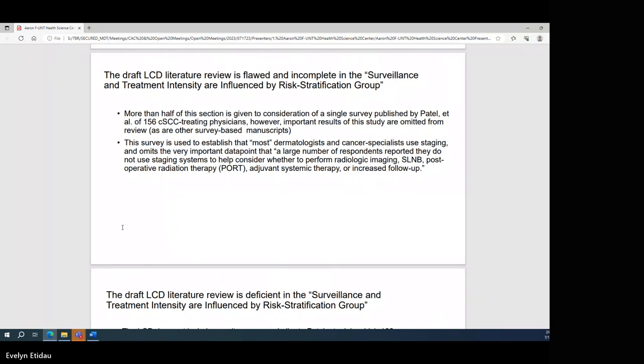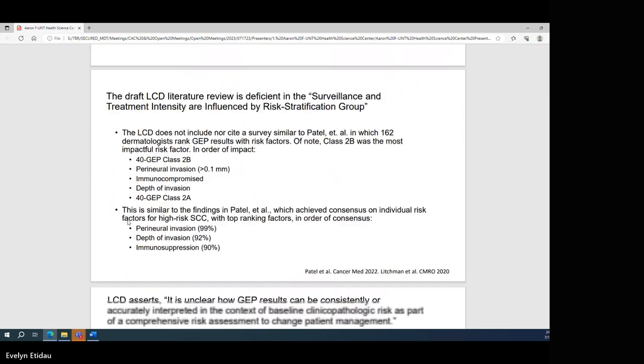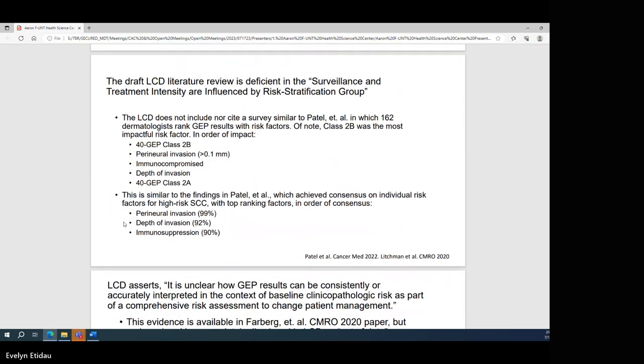Next slide, please. So a published counterpoint to this academic-only perspective from Patel can be found in the clinical impact study, which is very similar to Patel's, that was not cited or considered in the draft LCD. This is by Dr. Lichman, published in 2022, 162 dermatologists who ranked the relative importance of the 40 GEP result with other well-known clinical and pathologic risk factors. And importantly here, the 2B result, the class 2 result, was found to be the most important or impactful risk factor. Now, although the 40 GEP was not considered in the Patel paper, there is still clear concordance in the clinical and pathologic risk factors from the Lichman study.